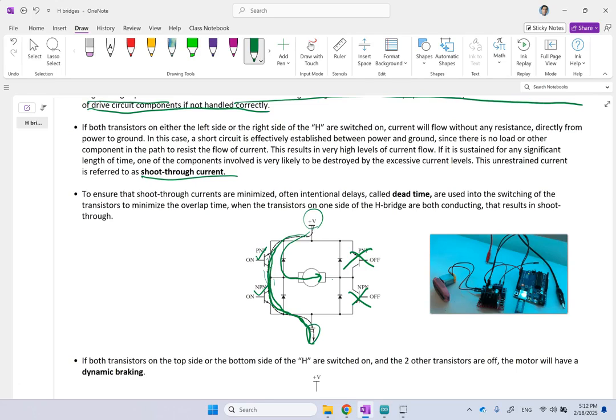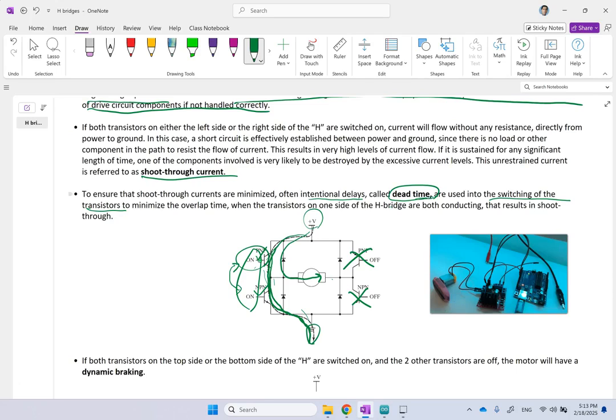Now, one other thing is to make sure that if ever that shoot-through happens by any accident, so anything happens in this H-bridge that makes both of these on, right? To minimize the damage by the shoot-through, we typically use intentional delays. We call them dead times, and we use them in the switching of the transistors. So when this one turns on, it's not going to happen immediately. There will be some delay once the first one is on, this PNP, for the NPN to go on.